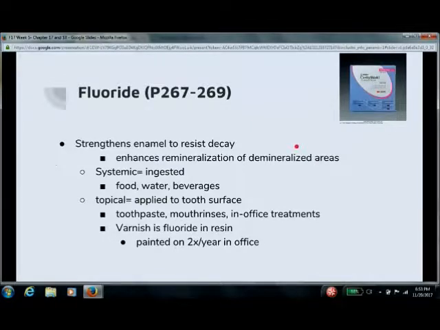And so we call that systemic fluoride, which means that it gets right into our saliva. Topical fluoride is applied only to the tooth surface. And of course, our biggest source of that is toothpaste. But in the office, we often paint it on twice a year, especially in younger patients, for protection.